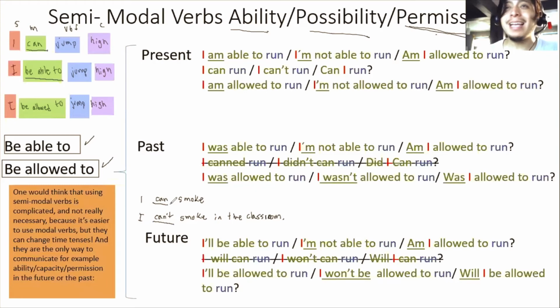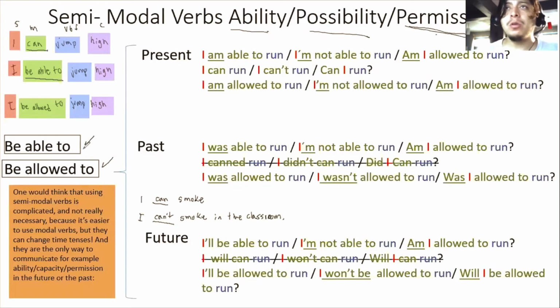When you say I can smoke, maybe it means that you have permission to smoke, or maybe it means that you have the ability or the capacity to smoke. When you say I can't smoke, maybe you don't have the ability, maybe you don't know how, or maybe you don't have permission to do it. For example, in the classroom, technically you can smoke. I mean, you have the ability, but you can't because you don't have permission. That is the difference between be able to and be allowed to.